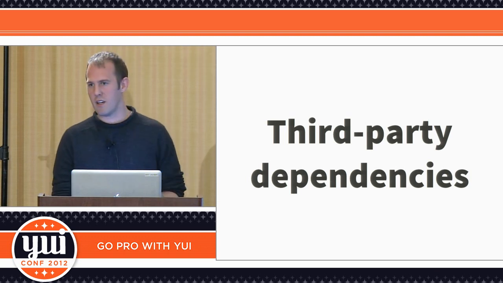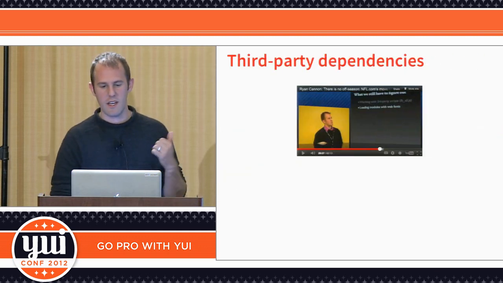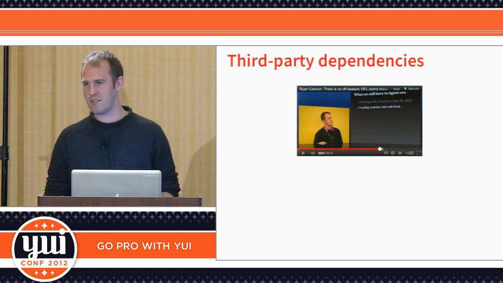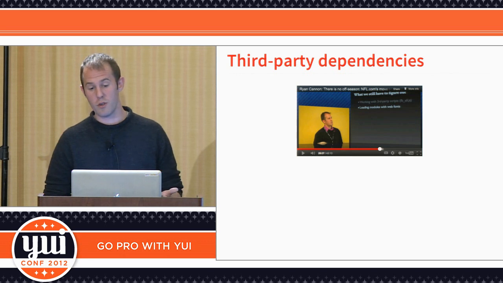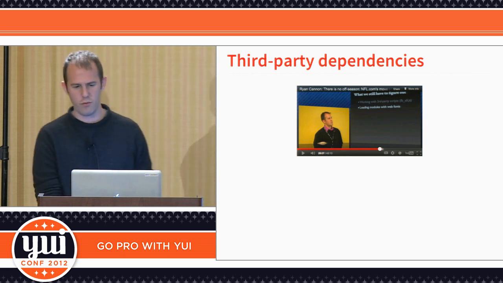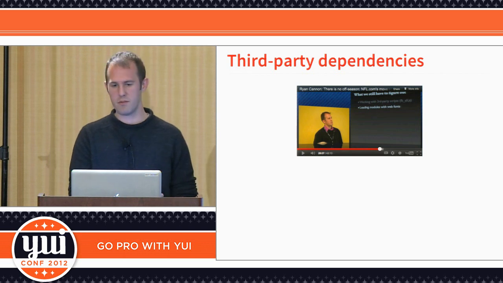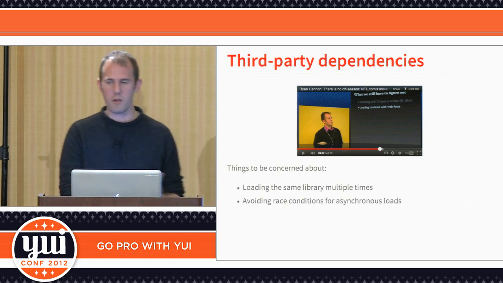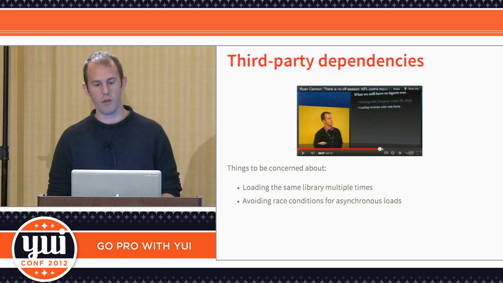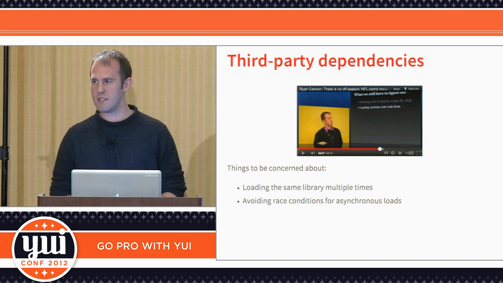Third-party dependencies like IMA's ad framework. Last year at YUIConf, I came and said that there were two things that we still had to figure out. And the first one was working with third-party JavaScript, and I've come up with a solution that works pretty well for us now. We wanted to make sure that we didn't load the same library multiple times, that there were multiple instances of the player on the page. We wanted to avoid race conditions when these libraries load things asynchronously.